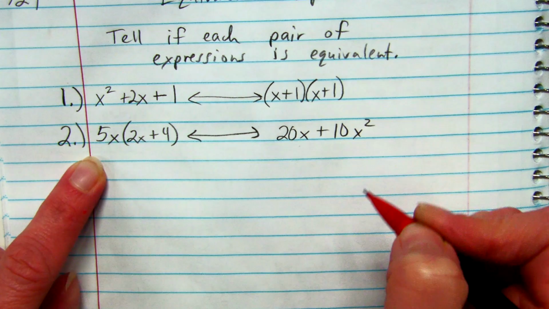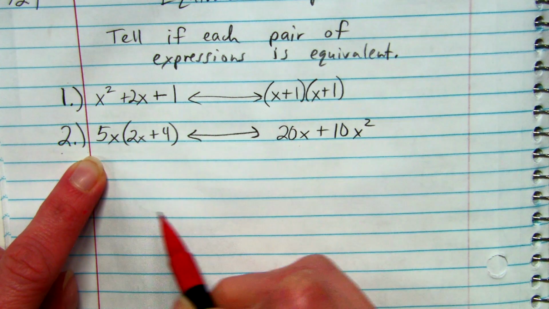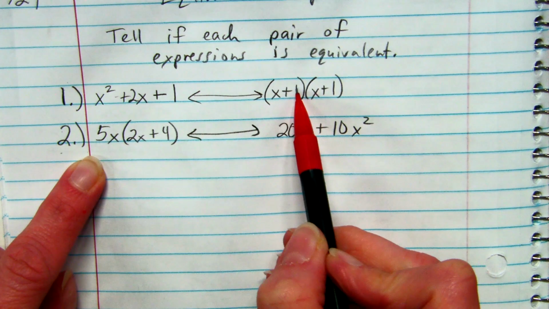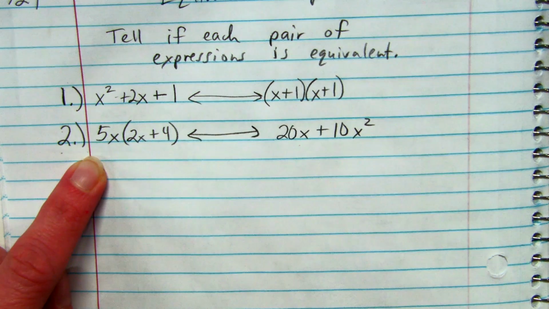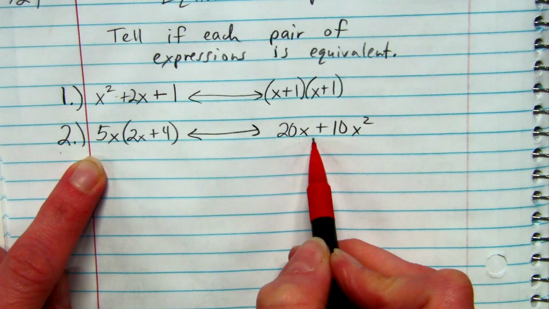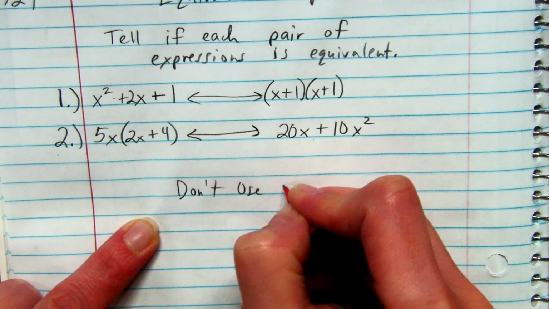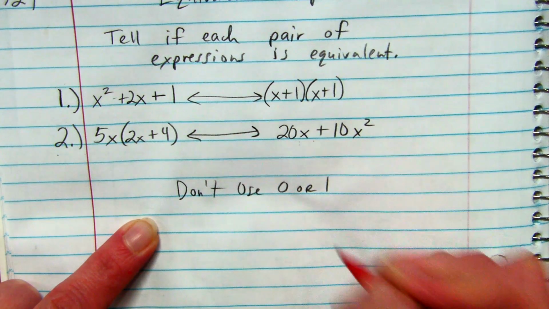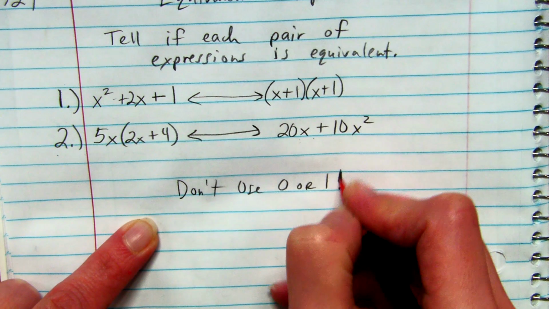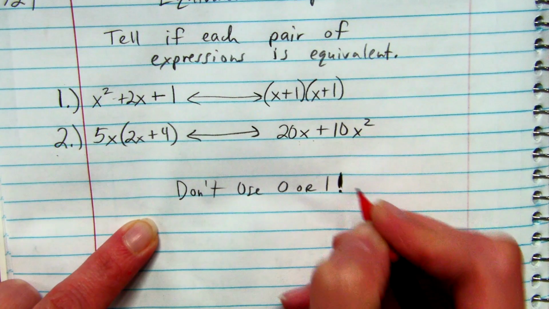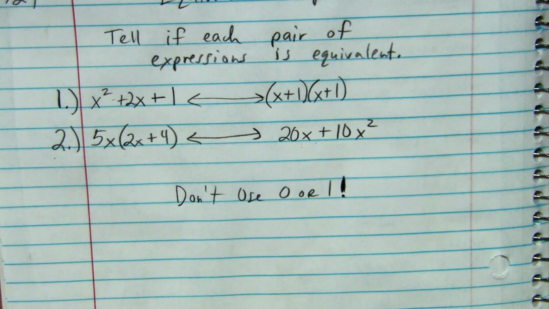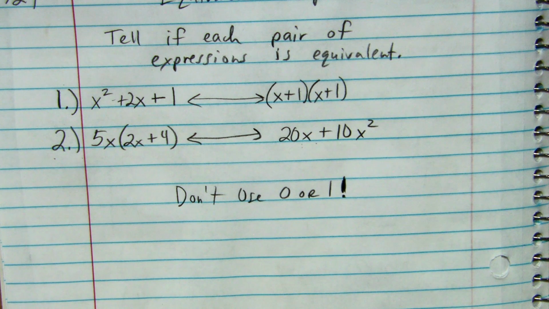So you're going to pick a number to put in both of these, see if they come out the same. Don't use 0 or 1, just because that often doesn't work. And sometimes you might want to use more than one number to check, just if you're not sure. But do that, and we'll check your answer here in a little bit.